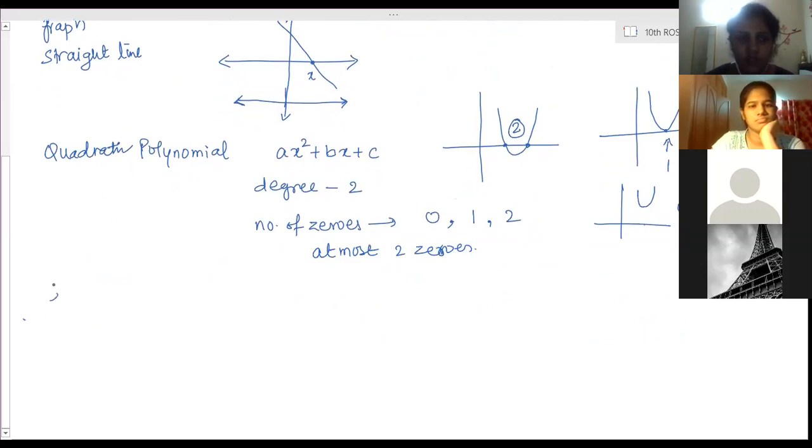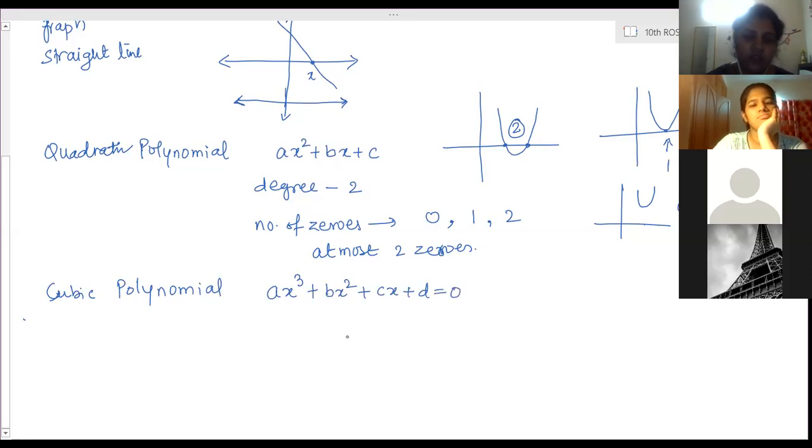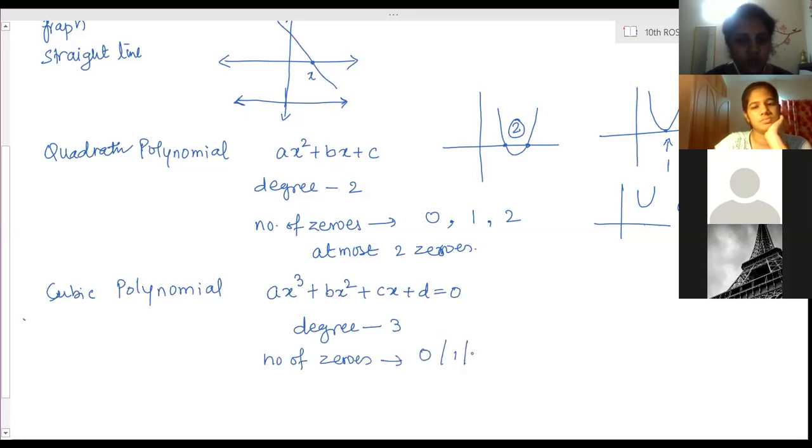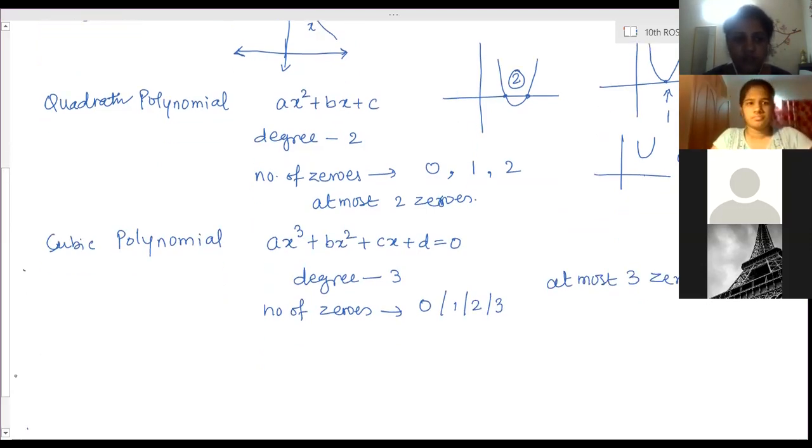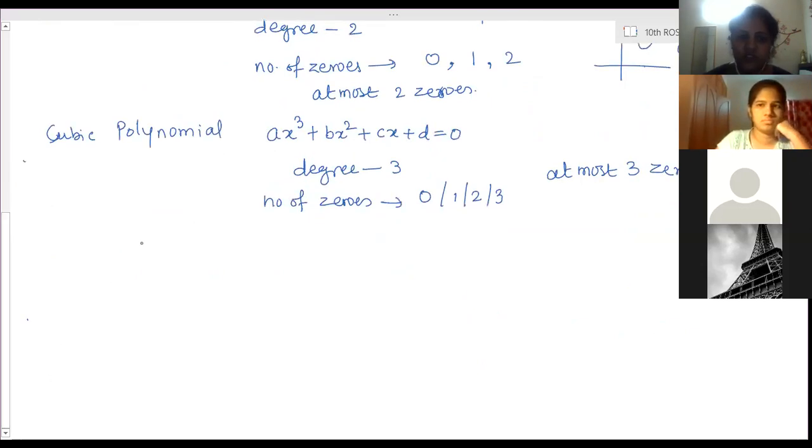Then cubic polynomial: ax cube plus bx square plus cx plus d is equal to 0. Degree 3. Number of zeros: 0, 1, 2 or 3. That means it has at most 3 zeros. Clear? Further we are not learning.